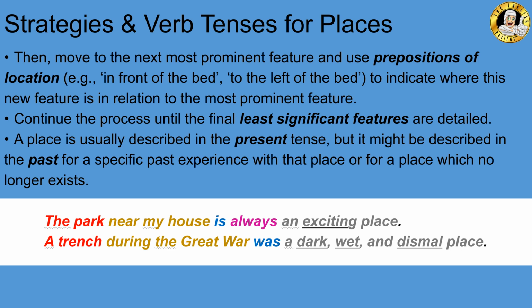And also, we might use past tense for a place which doesn't exist anymore. For example, the park near my house is always an exciting place. So using "is" here because it's actually still around, hasn't gone anywhere. And then, a trench during the Great War was a dark, wet and dismal place. So the trenches from the Great War, for the most part, no longer exist anymore, so we're using the past tense there.